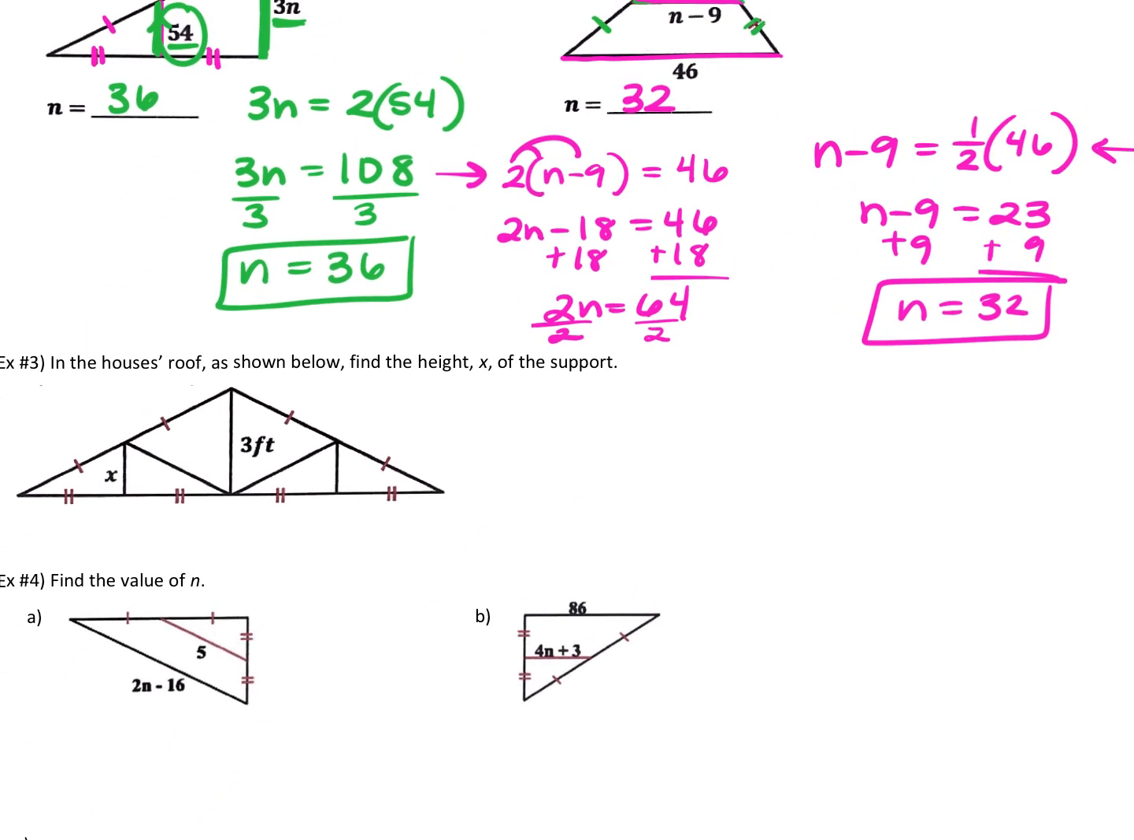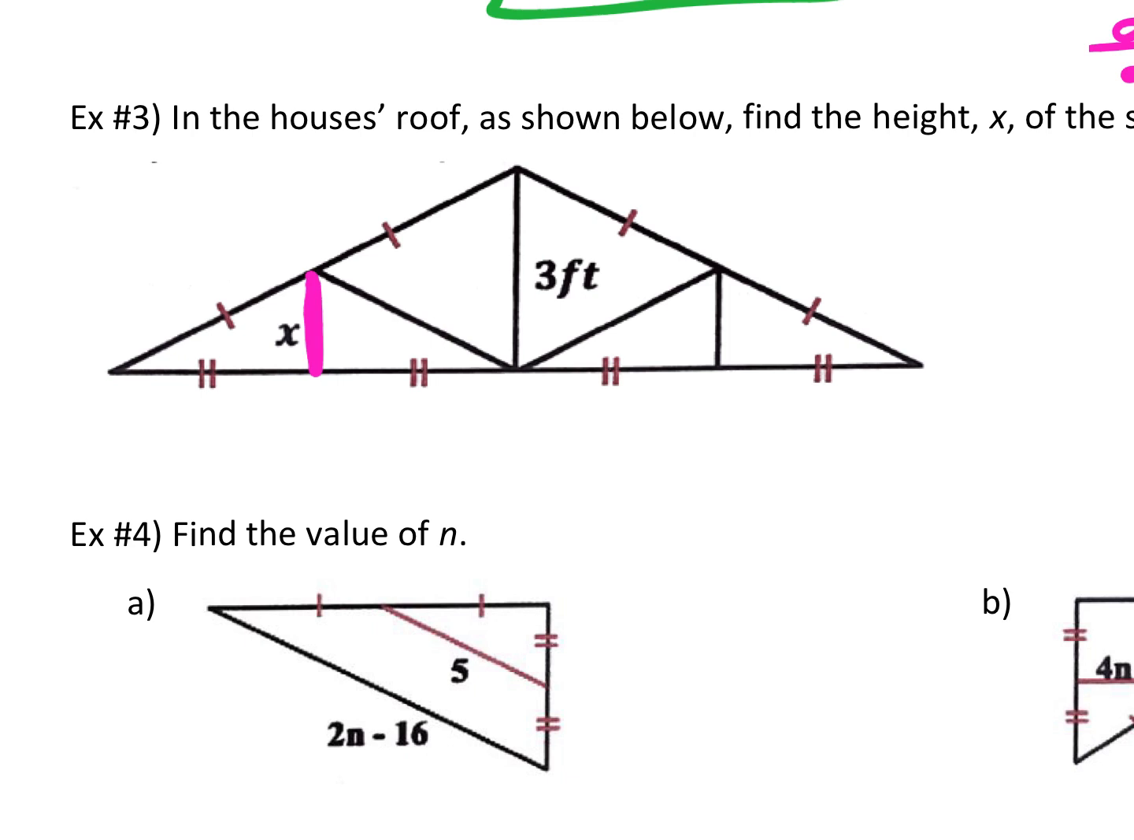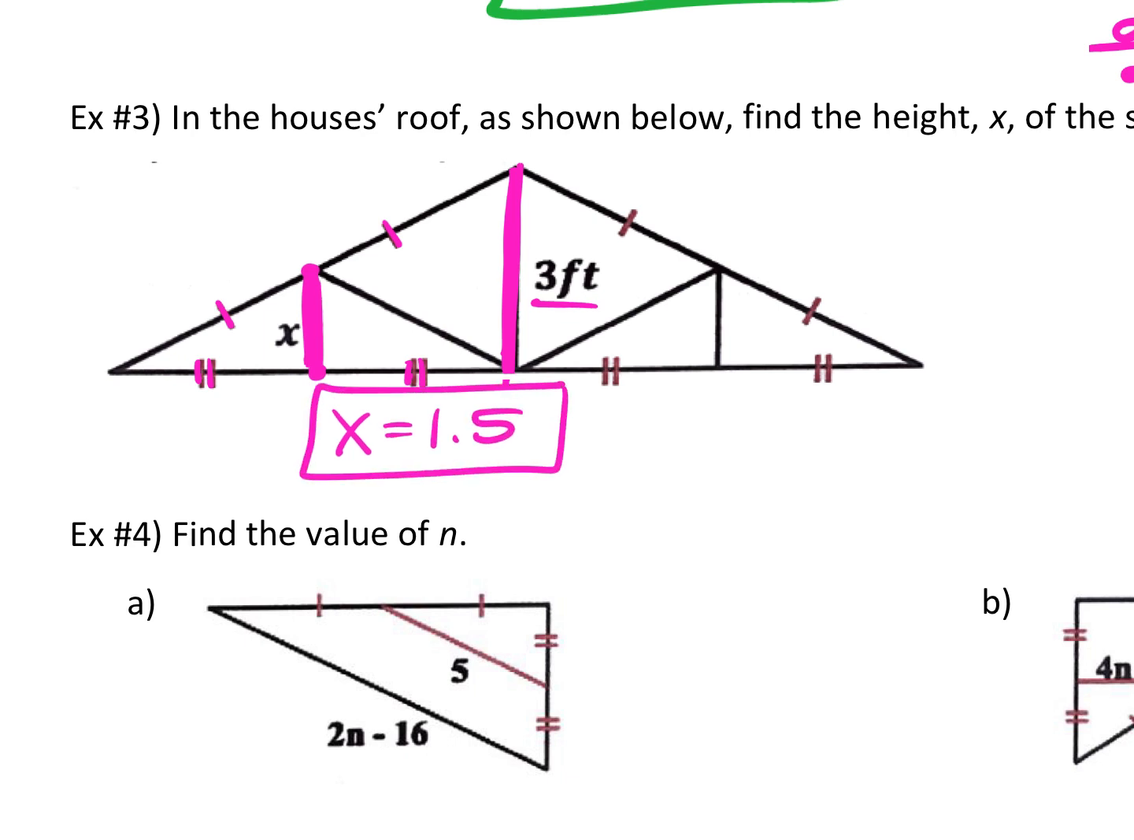Okay, take a look at this. It says in the house's roof, as shown below, find the height x of the support. So find this length if this is a roof. What do you think? X is 1.5, right? This is a mid-segment because these are midpoints. Okay, so if this is a mid-segment, it is a mid-segment to the side across from it. So if this is 3, then x is 1.5. You cut it in half.